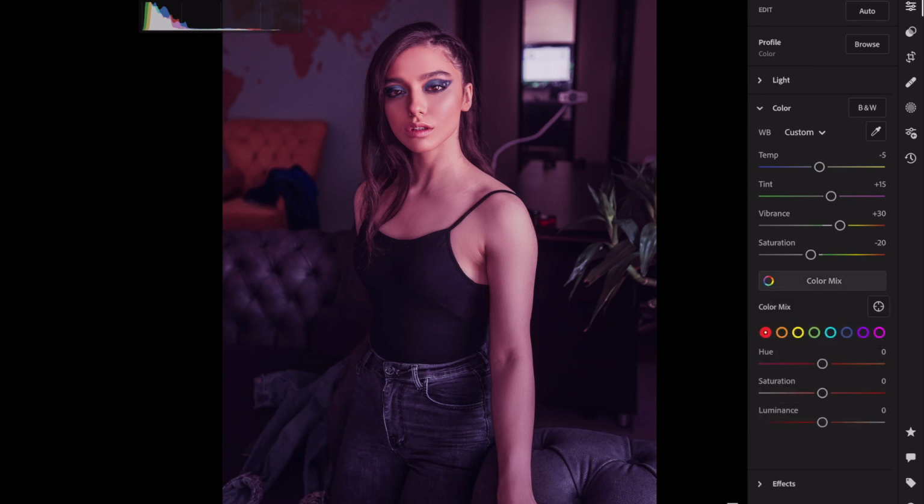Open color mix. Red. Hue, plus 25. Saturation, minus 10. Orange. Hue, minus 10. Saturation, minus 20. Luminance, plus 15.